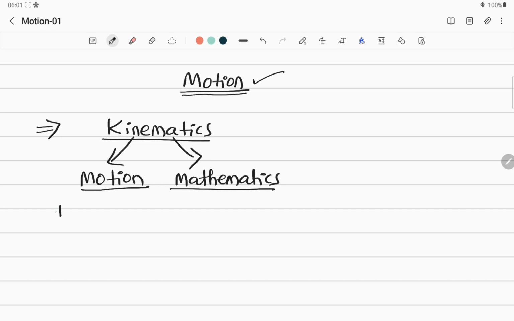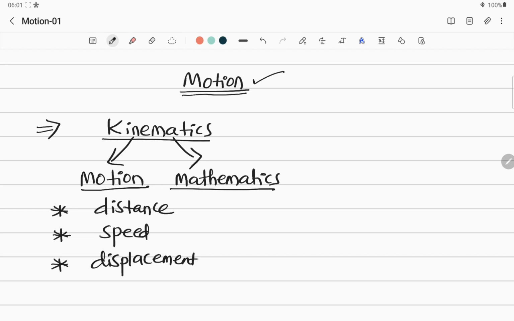What do you mean by the mathematics of motion? You must be thinking: how much distance is covered, and what is the speed? There is one more word: what is the displacement? And you will get words like what is the velocity, how much is the acceleration, what is the value of acceleration? Then how much force is there, that will come in laws of motion.